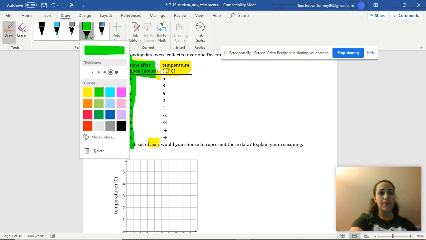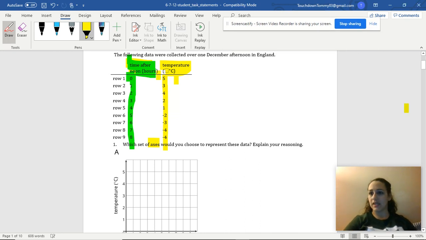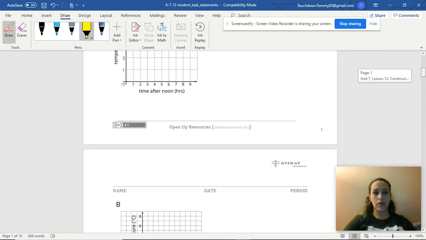Then when we look at our temperatures, we'll notice that we start out at 5 degrees Celsius, and it looks like we pretty steadily drop down into the negatives, ending at -4 degrees Celsius. So paying attention to the types of numbers, the sizes of the numbers, and what those labels are is going to come in handy here.